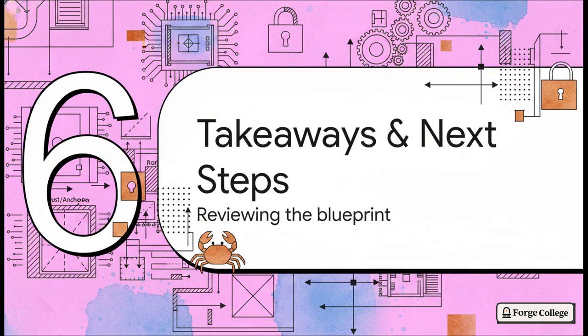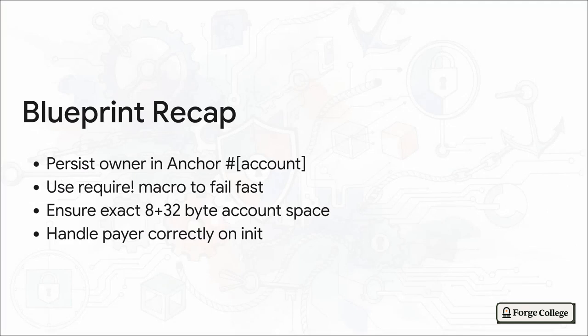And finally, Section 6, Key Takeaways and Next Steps, reviewing the blueprint. Let's quickly recap your blueprint. You absolutely must persist the owner inside an Anchor account. Use that require macro to fail fast and fail loudly. Ensure you've got that precise 8 plus 32-byte account space allocation. And of course, handle the payer correctly during initialization.